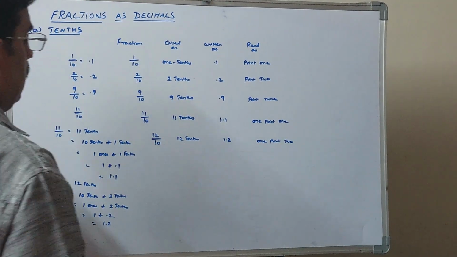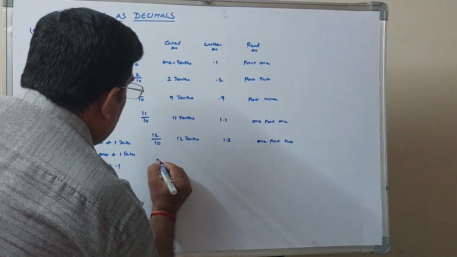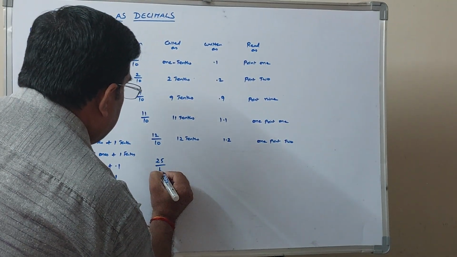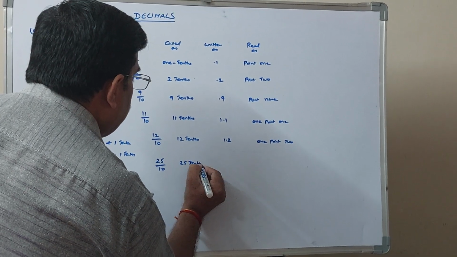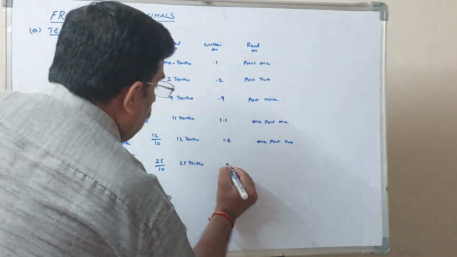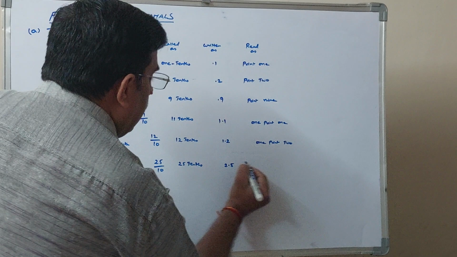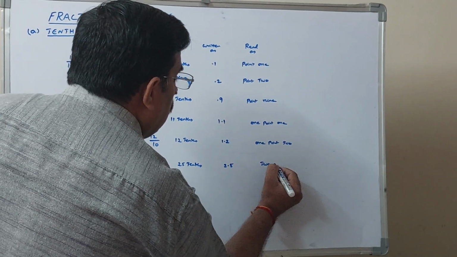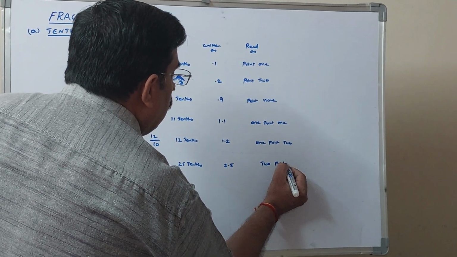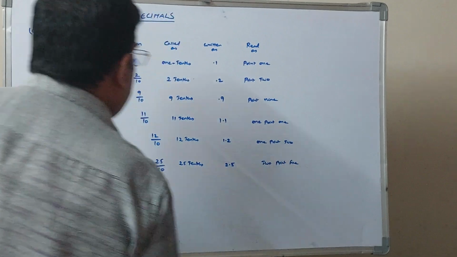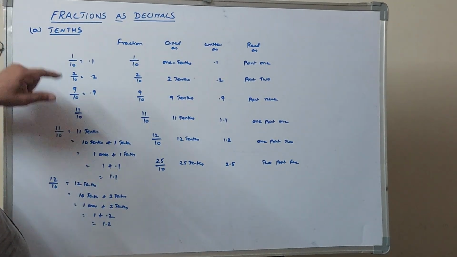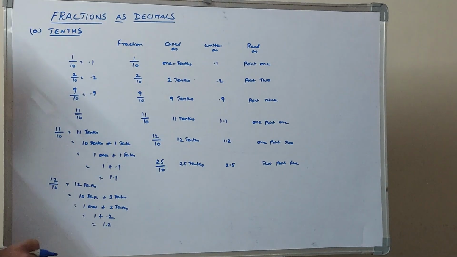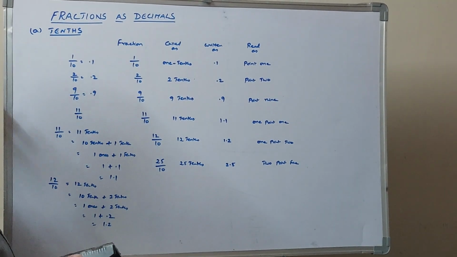Okay? Similarly, if I give 25 by 10, so 25 tenths means 2.5, read as 2.5 like that. So did you understand or not? Pause the video to note it down.